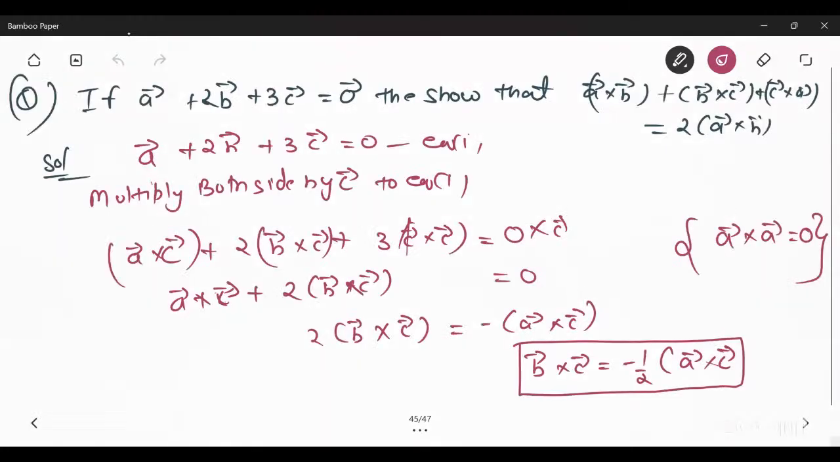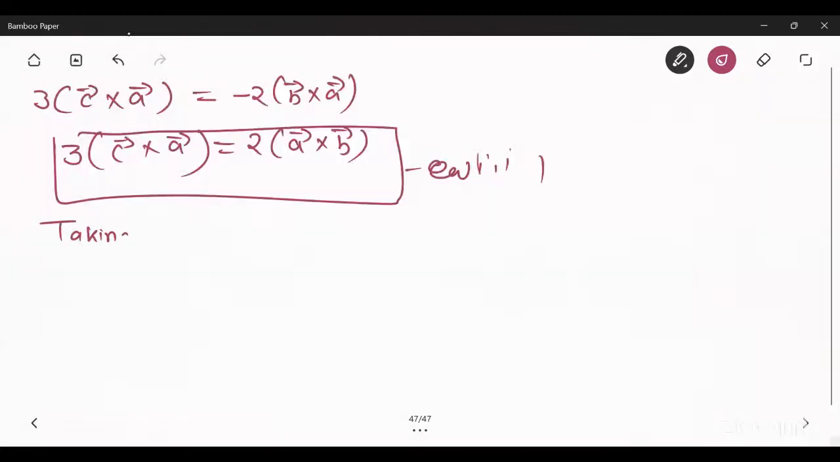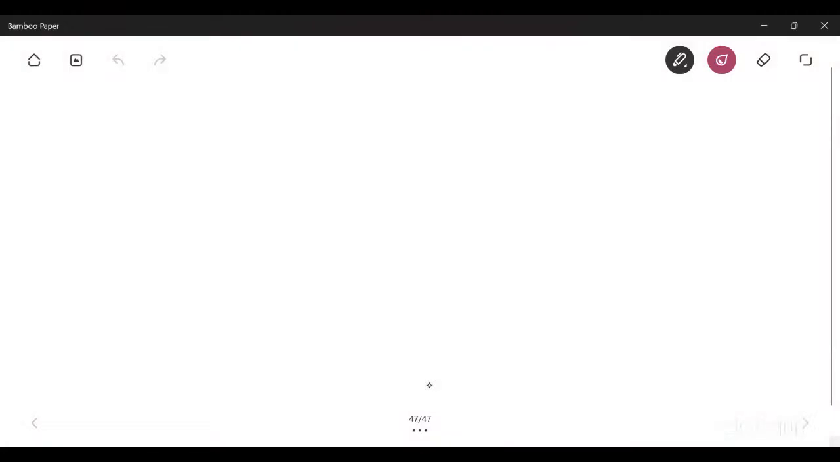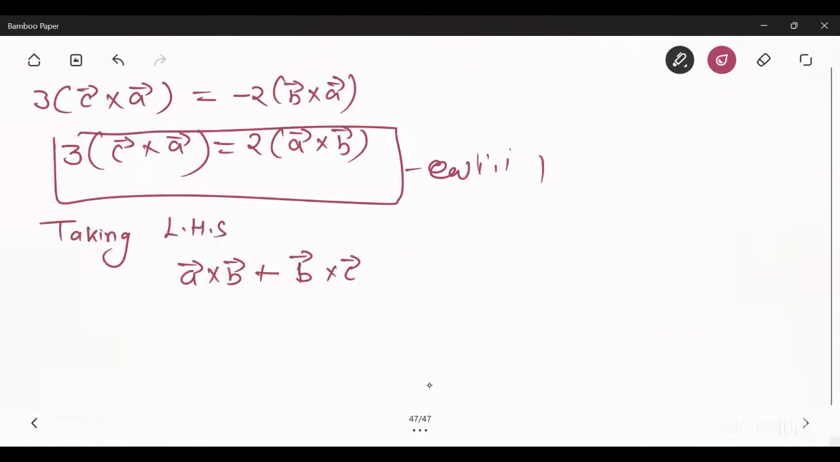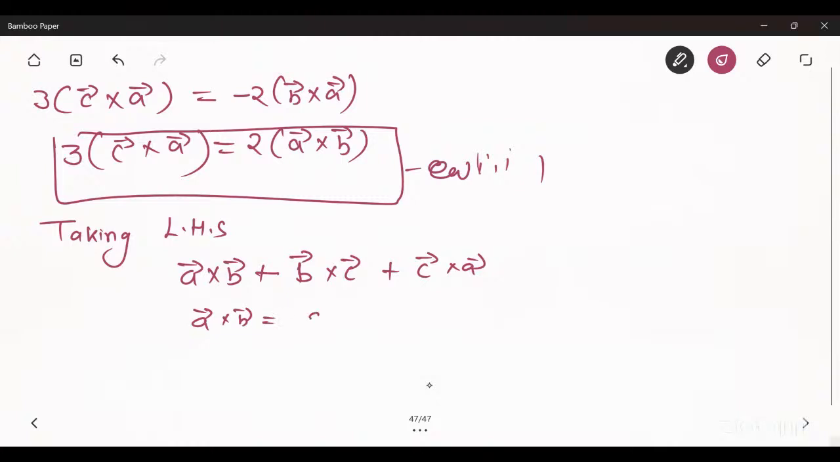Now, what is given in the question? That we have to show A cross B plus B cross C plus C cross A is 2 times A cross B. So taking LHS, A cross B plus B cross C plus C cross A. From equation second, I can write B cross C as half of C cross A. So A cross B plus, from equation second, C cross A by 2 plus C cross A.